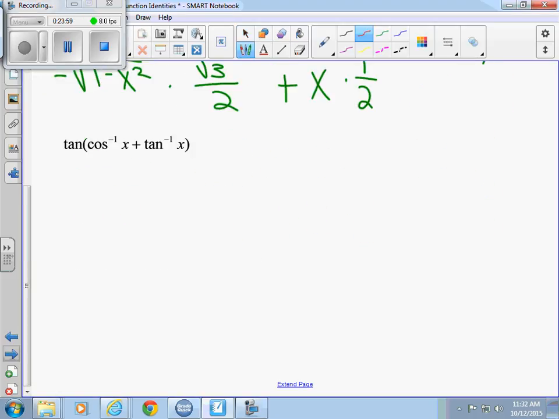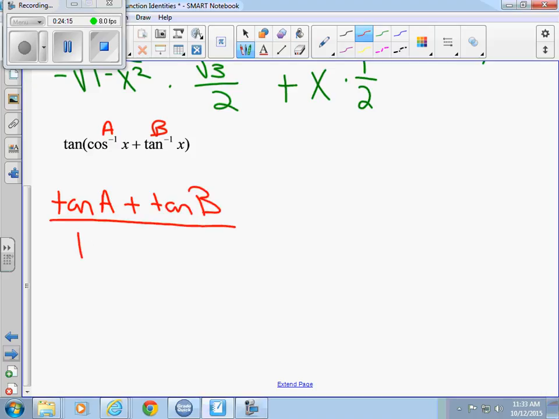So, to do this one, I'm going to, for a moment, call this A and this B, right? So we're going to do tangent of angle A plus tangent of angle B over 1 minus tangent A tangent B. Everyone agree with all of that so far? So the cosine inverse of x is some angle, and the tangent inverse of x is some angle.